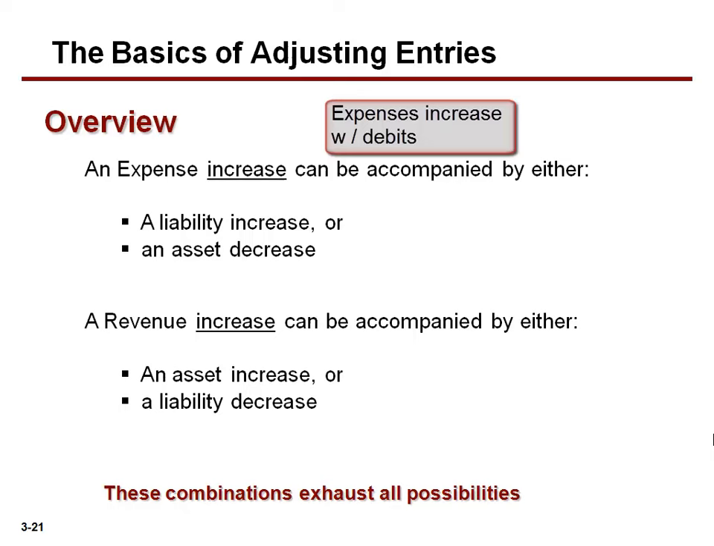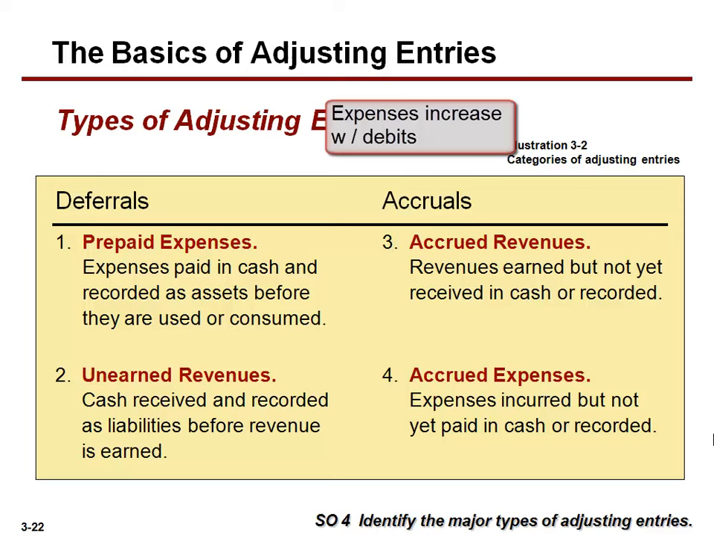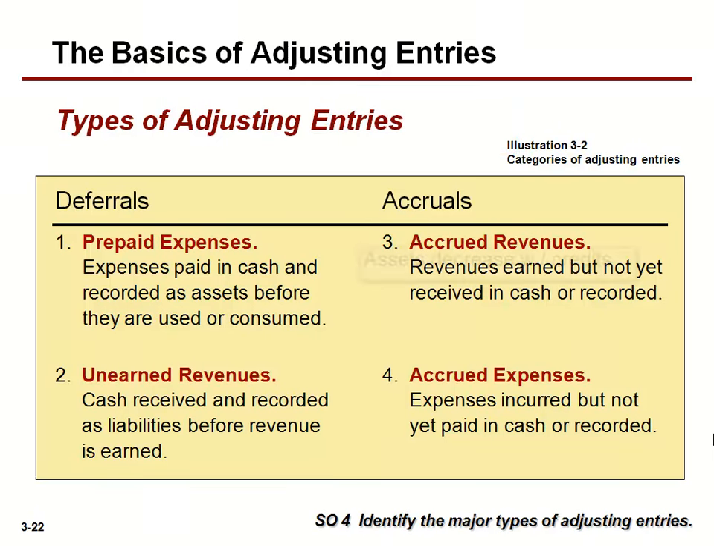These are all the combinations that can be embedded in our adjusting journal entries. There's two terms that accountants use in describing adjusting journal entries: accruals and deferrals. Let's pause for a moment to try to explain these terms.